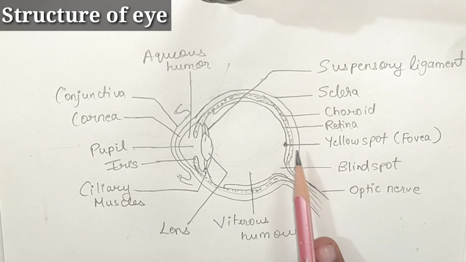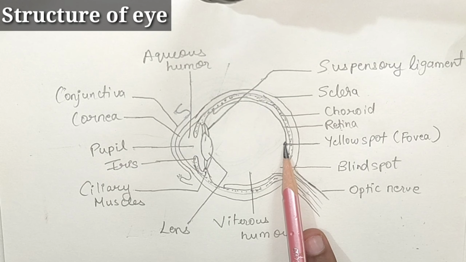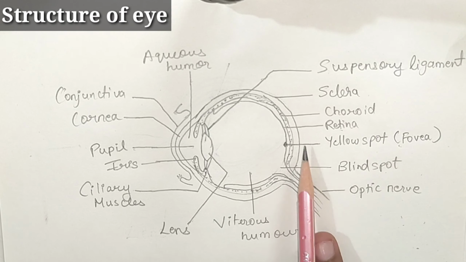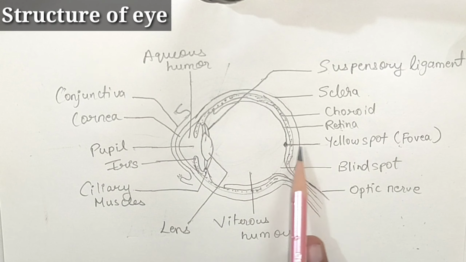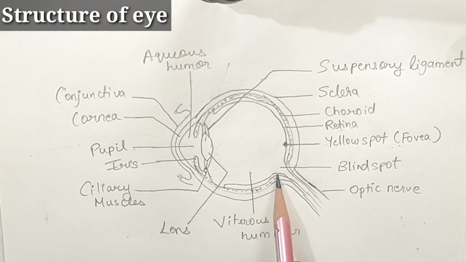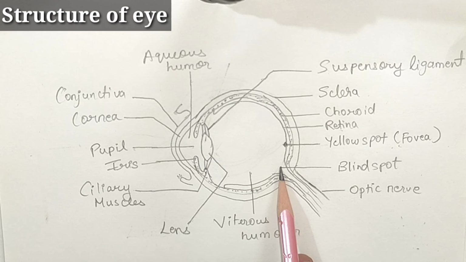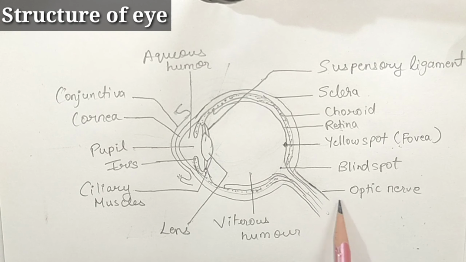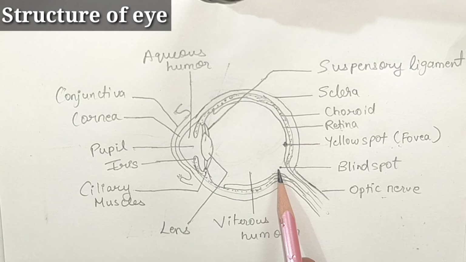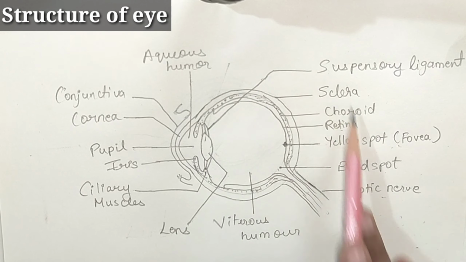Then you can label the yellow spot. Remember that the yellow spot has to be on the horizontal axis of the eye, on the retina. Then you can see the blind spot. The blind spot is that particular region from where the optic nerve arises. So here you can see the optic nerve arising. This is the optic nerve and this is the blind spot, which is below the yellow spot. So this backward part is done.